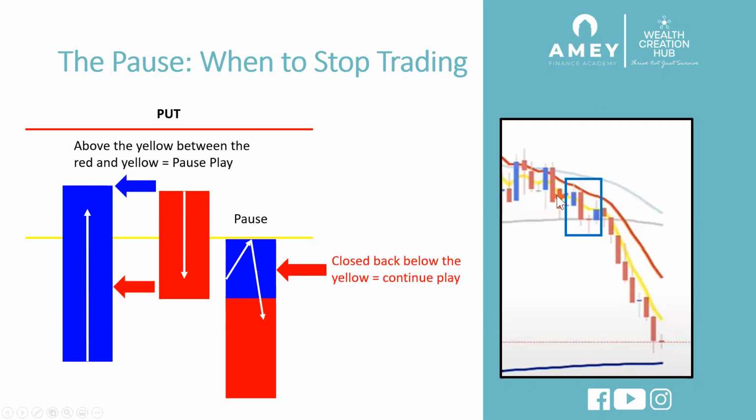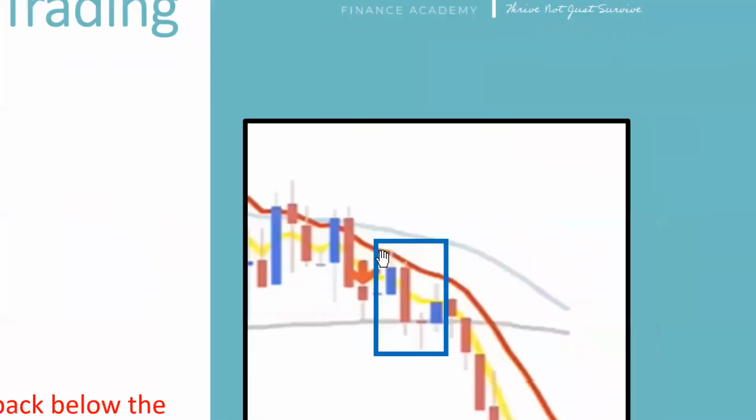So you can see here, we've gone into this trade, but it's closed in between the red and the yellow. So the blue candle pulled up, it closed there. The next candle has come down, it's closed below, great. We can wait for it to go in and we can start again. It's that simple.